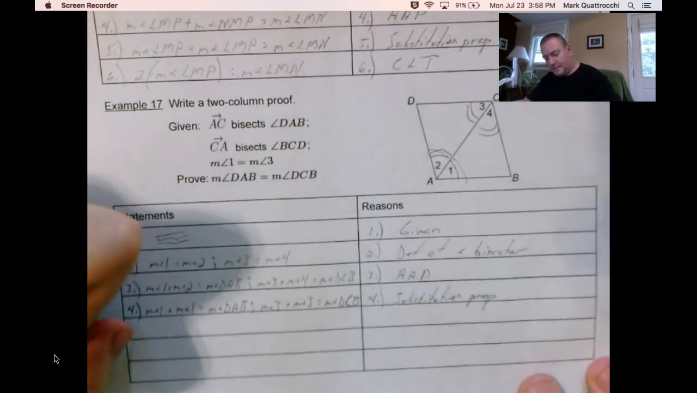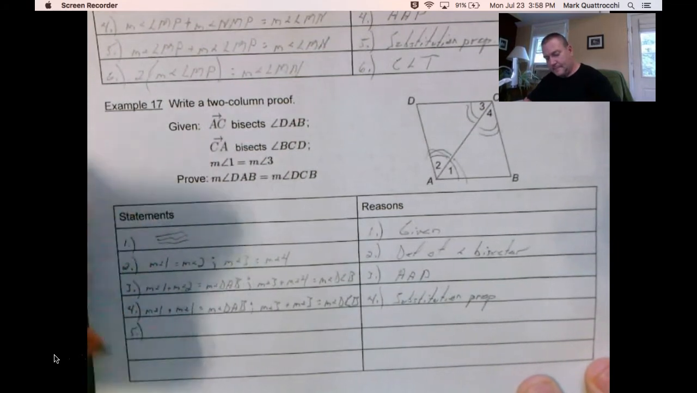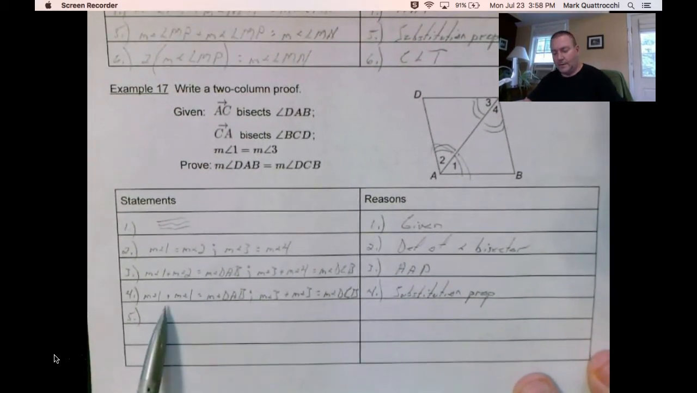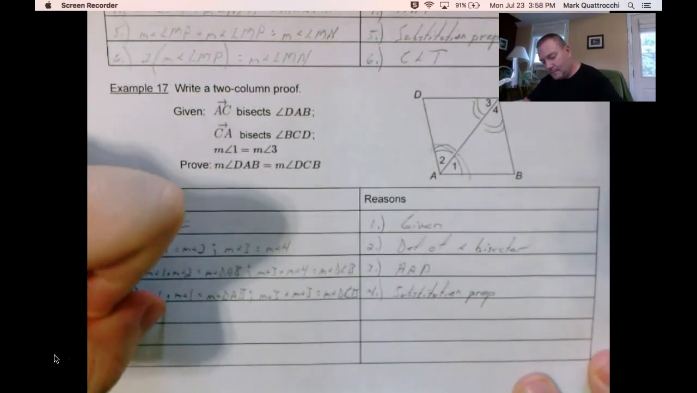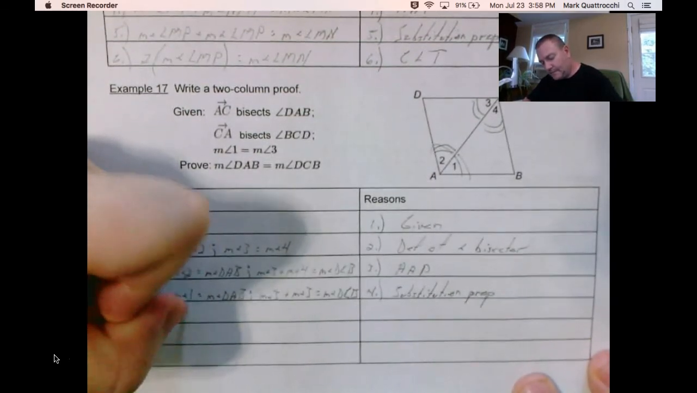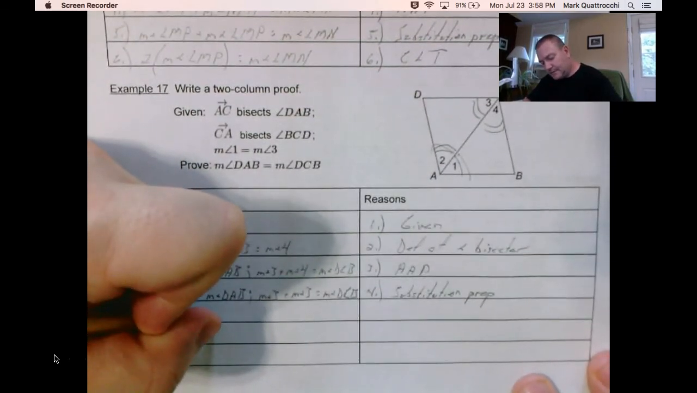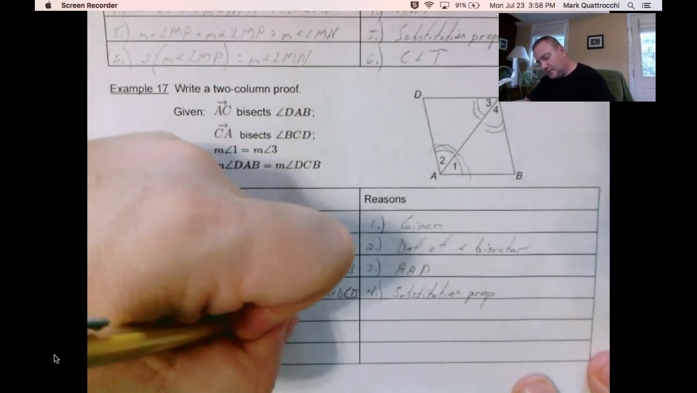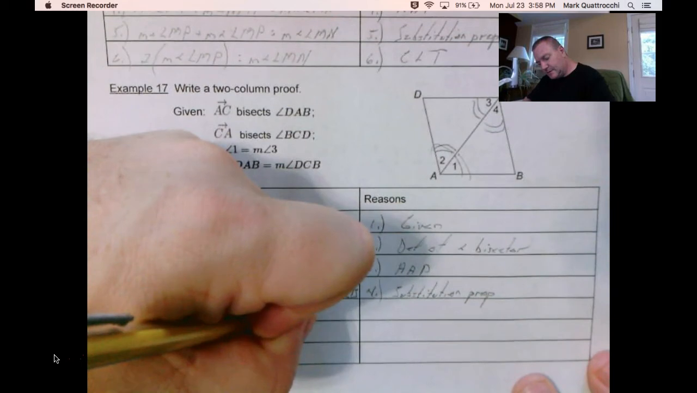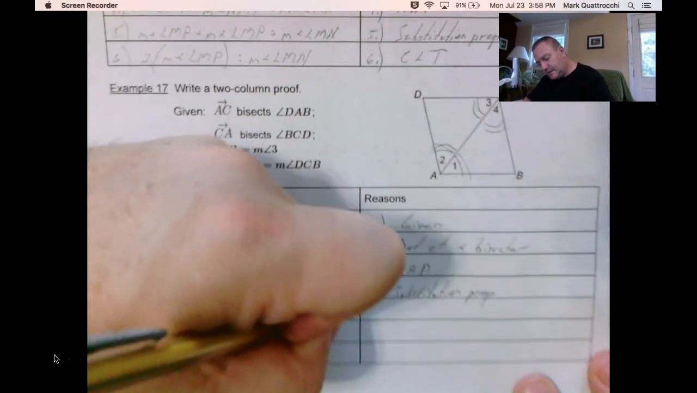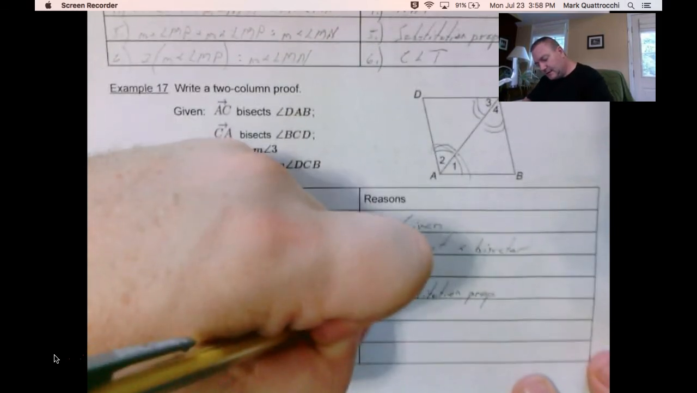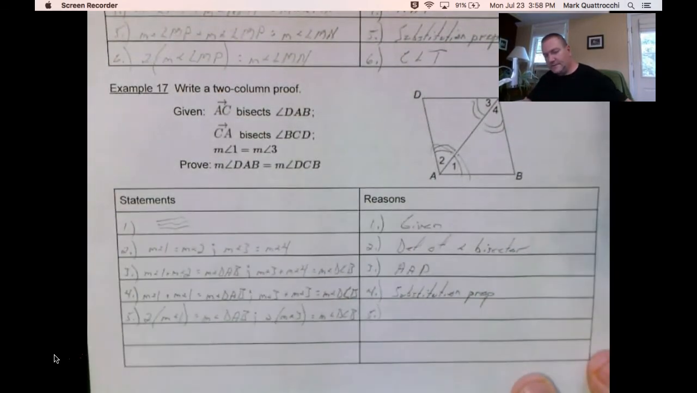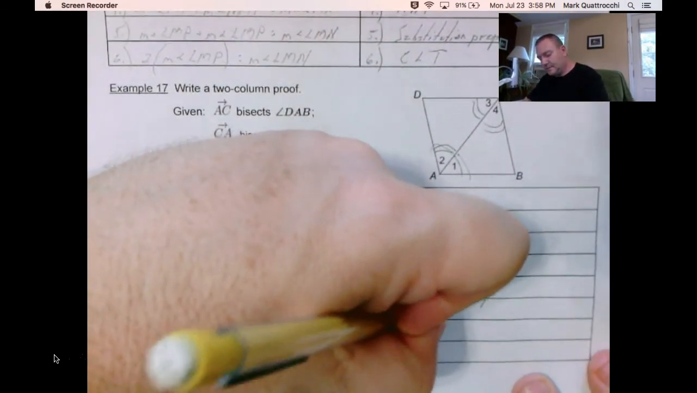Now, statement 5. Angle 1 plus angle 1 is 2 times the measure of angle 1 equals the measure of angle DAB, and 2 times the measure of angle 3 equals the measure of angle DCB. Reason 5 is CLT, combined like terms.